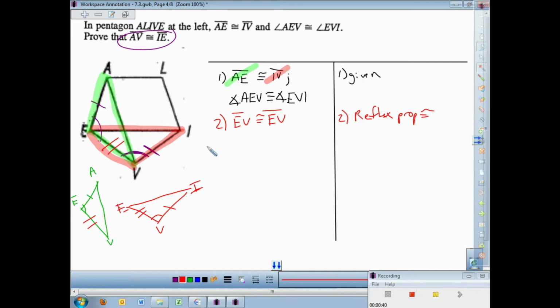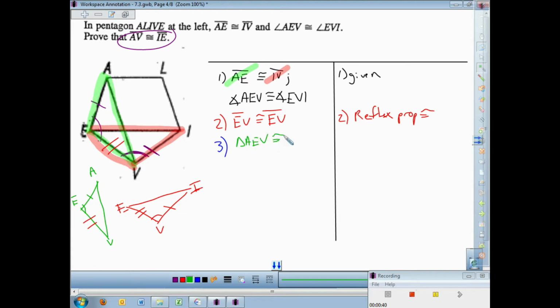Now, do I have enough information to prove these two triangles congruent? That's where you look at these separated pictures. It's much easier to see. Side, angle, side. Side, angle, side. Yes, you do have enough information to prove those two triangles congruent. So that's step 3. I'll name the green triangle, whatever you want to call it. The green triangle is triangle AEV.